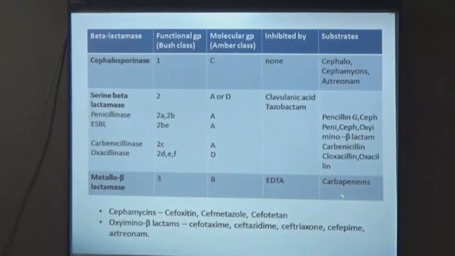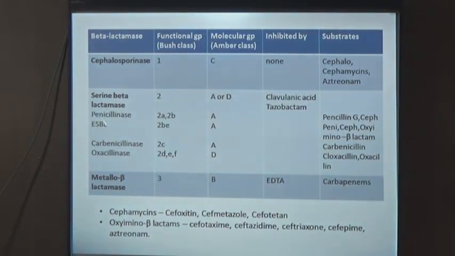Among serine beta-lactamases, clavulanic acid and tazobactam will inhibit. For penicillinase, the substrates are penicillin G and cephalosporin. For extended spectrum beta-lactamase, they are penicillin, cephalosporins and oxyimino beta-lactams. The oxyimino beta-lactams are cefotaxime, ceftazidime, ceftriaxone, cefepime and aztreonam. Mostly cefotaxime and ceftriaxone will be given in your ward, and the others are ceftazidime, then cefepime, aztreonam. These are oxyimino beta-lactams.